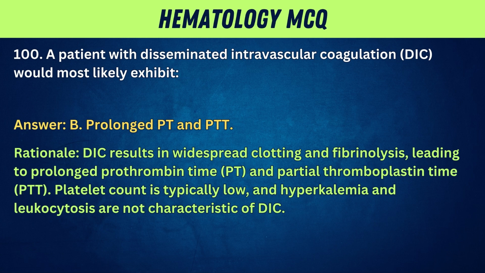Prolonged PT and PTT. Rationale: DIC results in widespread clotting and fibrinolysis, leading to prolonged prothrombin time, PT, and partial thromboplastin time, PTT. Platelet count is typically low, and hyperkalemia and leukocytosis are not characteristic of DIC.